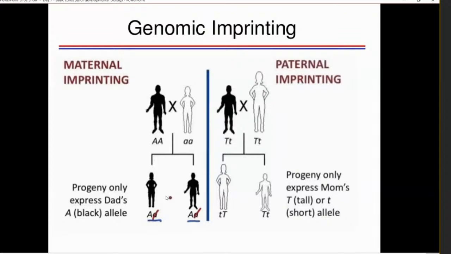Another one is parental imprinting. In this second image, the second generation girl has the same color and size as the mother. The son has the color of the mother and the size of the father. So it is parental imprinting, having both mother and father characters.